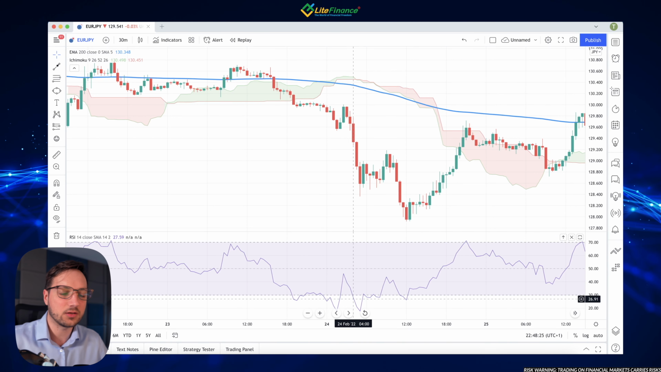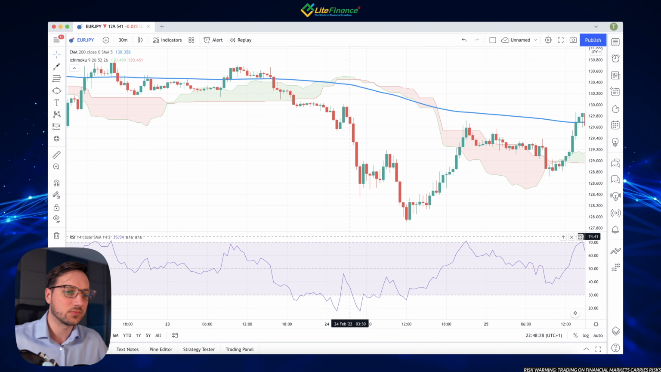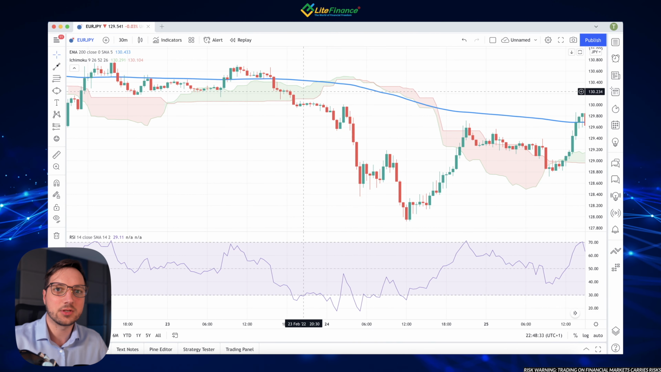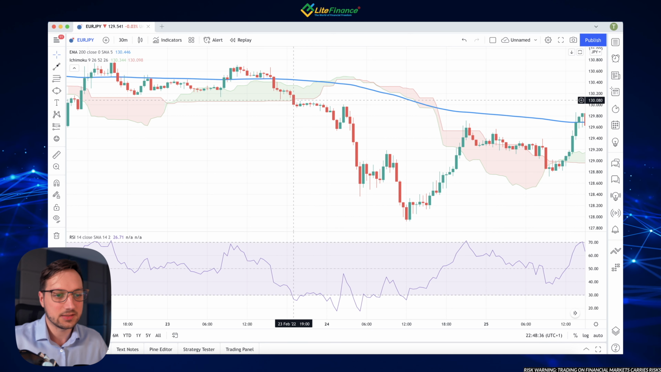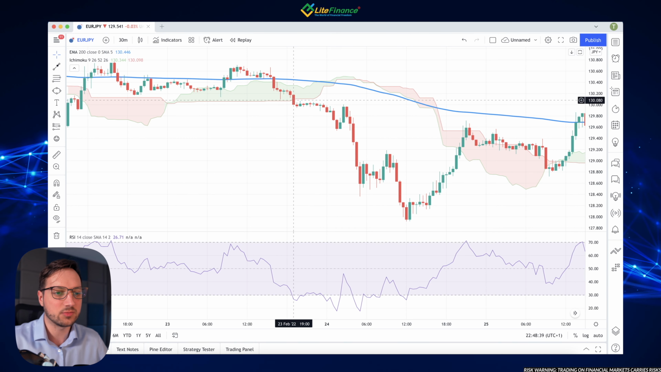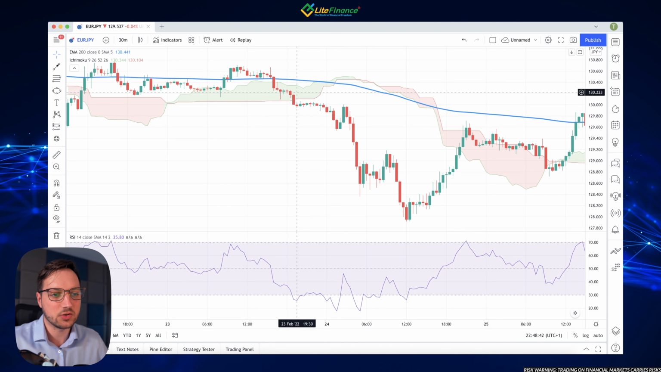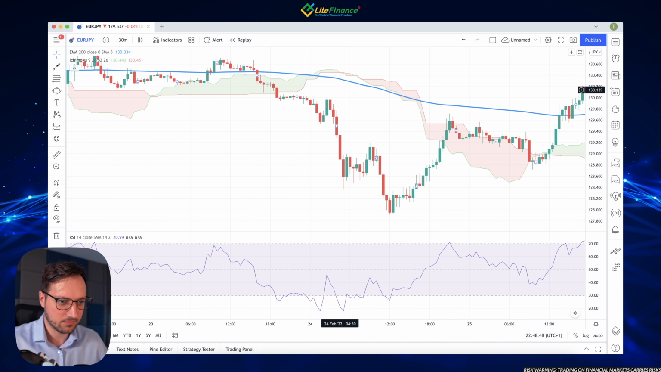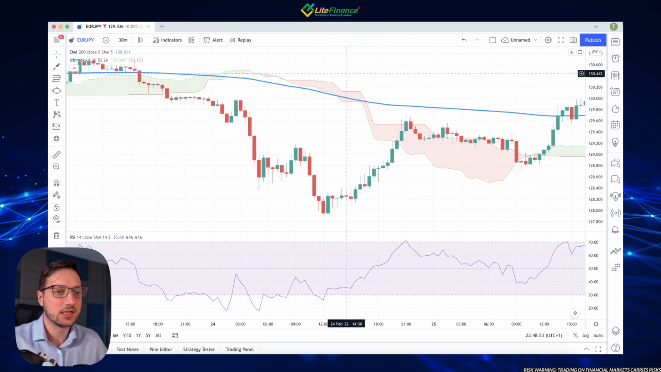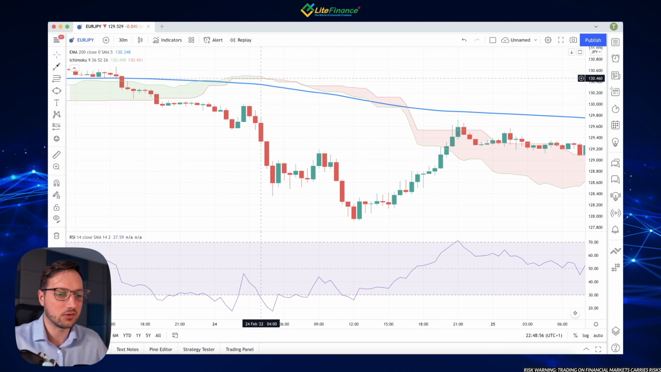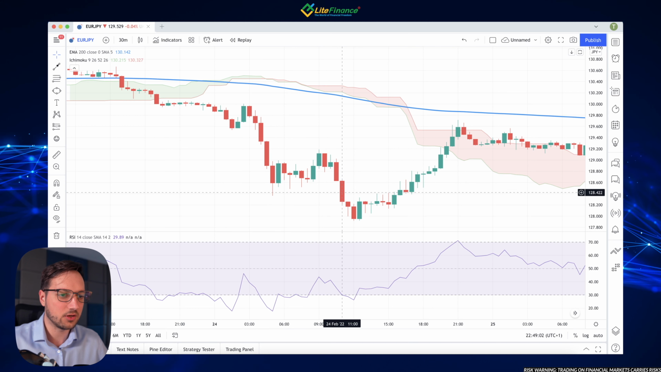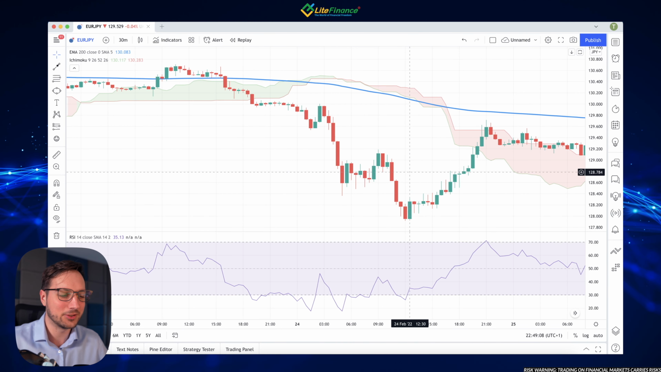But an additional thing to filter false signals is the color inside the Kumo Cloud, which should be red if we are looking for short signals. This signal, technically, would be profitable, but we would not take it because the Kumo Cloud is green. We would only take this one over here, because the cloud changed its color into red, or over here, when the Kumo Cloud was clearly red.